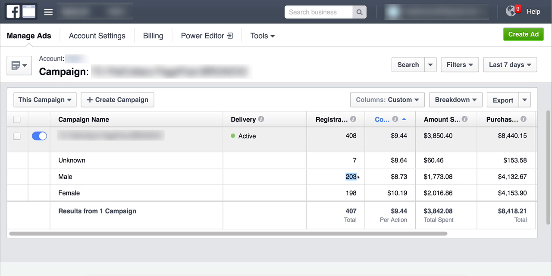All right, so that's priority number 2, split testing male versus female. As you can see, this is a generic product. Men and women use it. Men are buying it at a higher rate, and that's what I wanted you to see. So split test male versus female, you're always going to get different results regardless of the product.